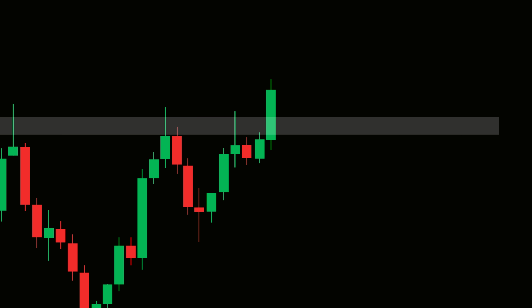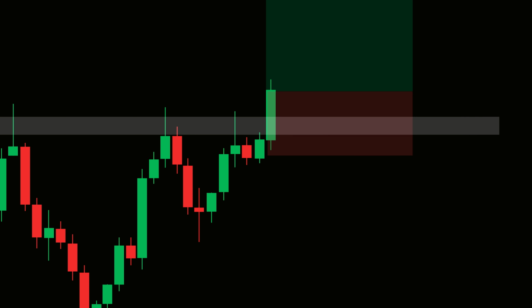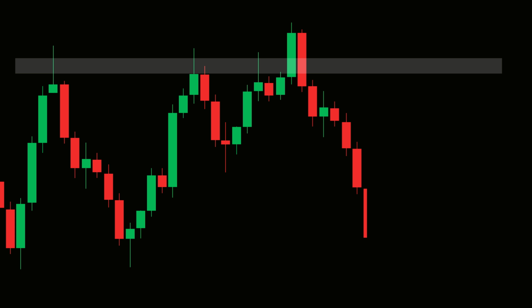Additionally, when the price breaks above this resistance, many breakout traders will buy, anticipating continued bullish movement. Their buy orders also create the liquidity smart money seeks. Once the required liquidity is collected, the price declines, trapping retail traders on both sides of the market.